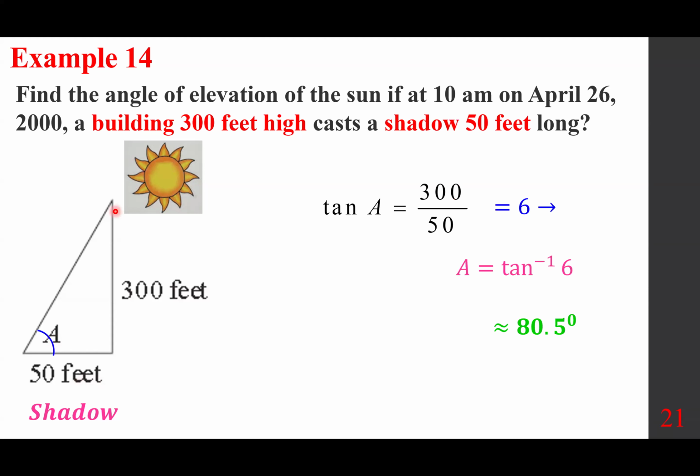So again, the sun gives rise to this shadow. The shadow is 50, and the height of the building is 300. Tan A is 300 over 50.